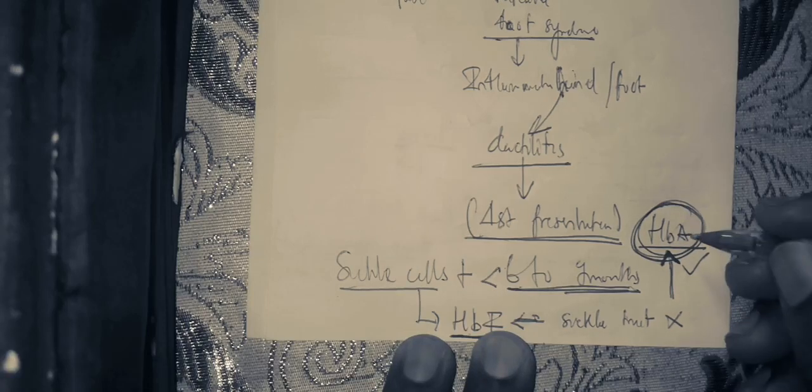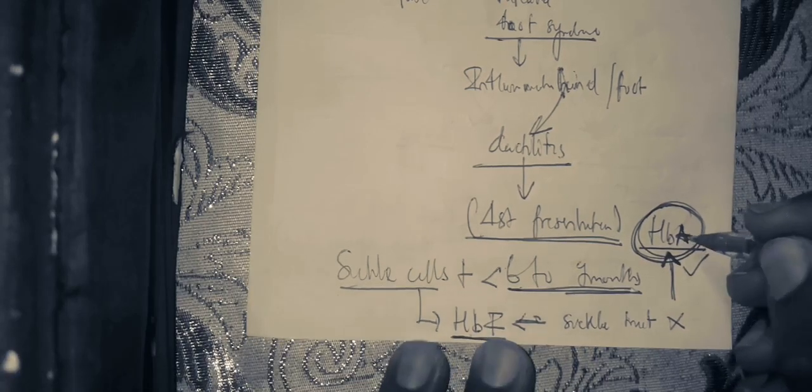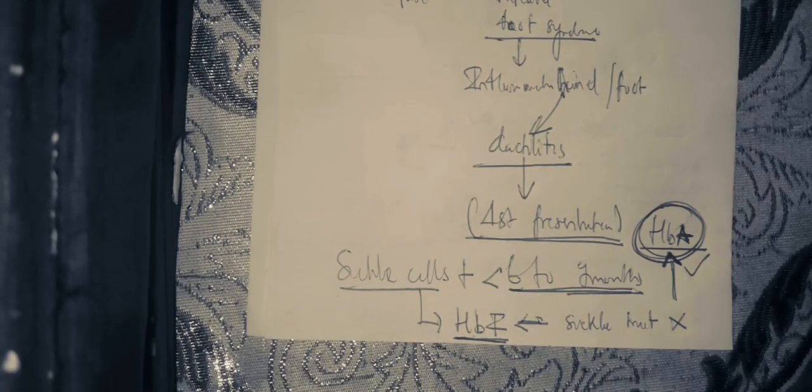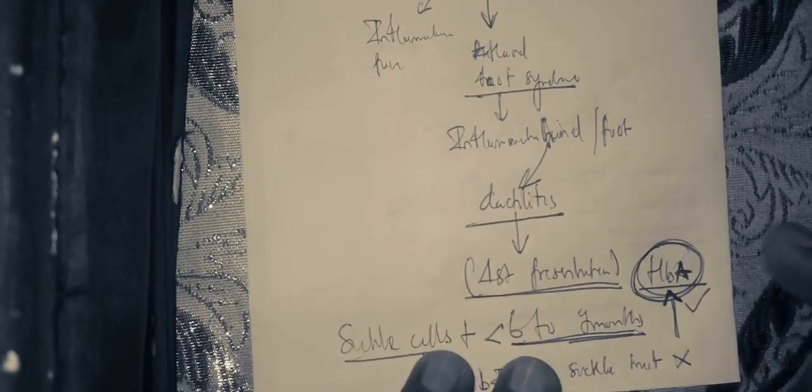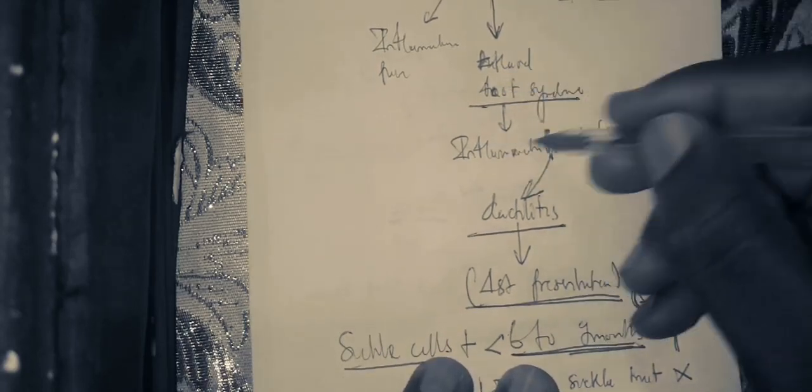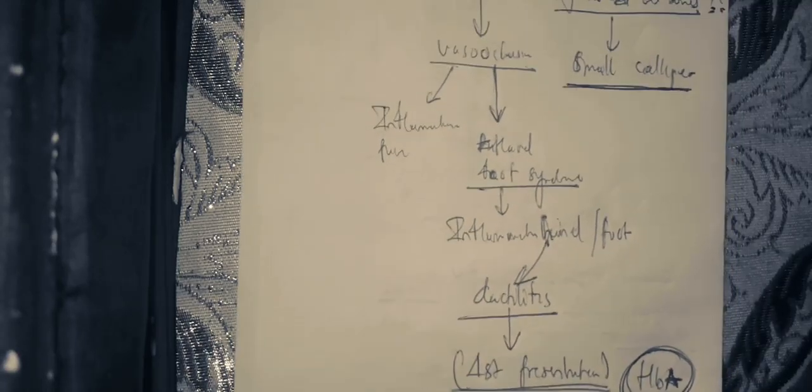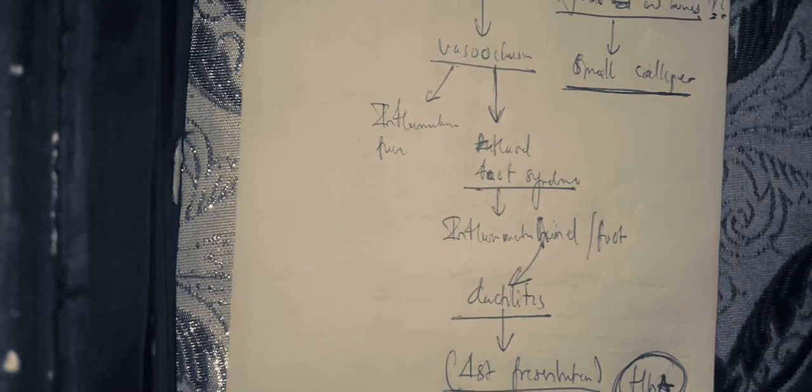Sickle cell crisis, because this adult hemoglobin is the one that can be sickled. It is the one that can be affected by the sickle cell pathology. So that is the first presentation, the hand-foot syndrome. Generally the first presentation is at 6 to 9 months when they present.